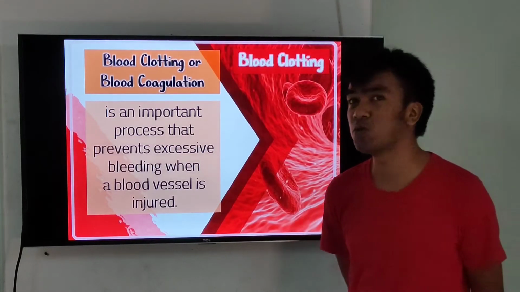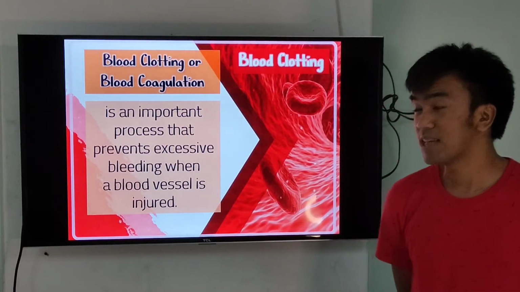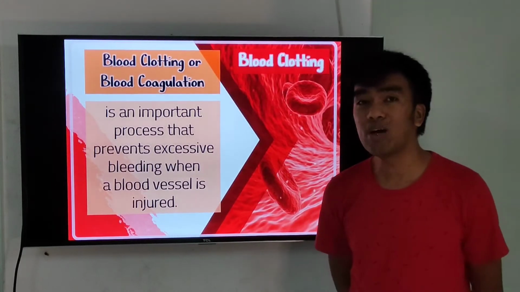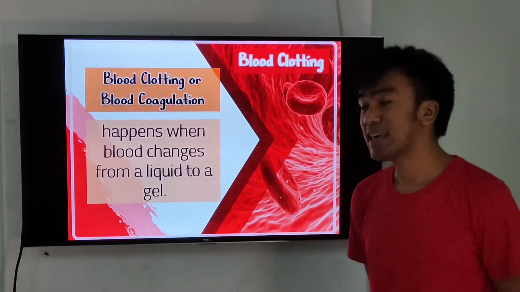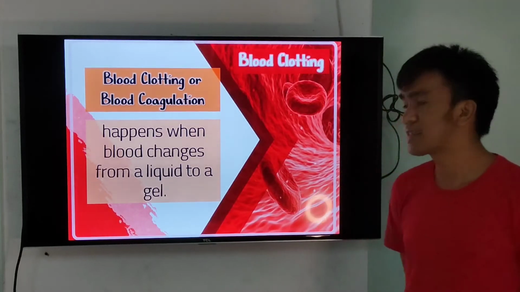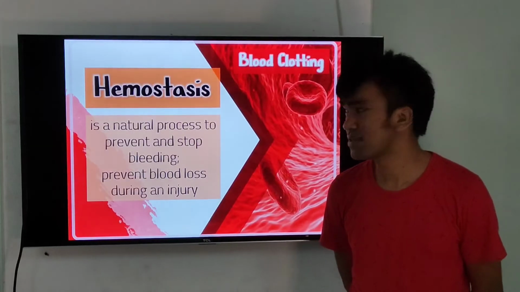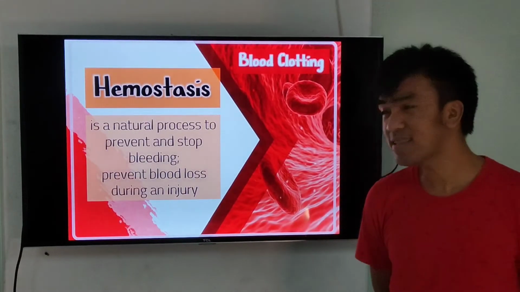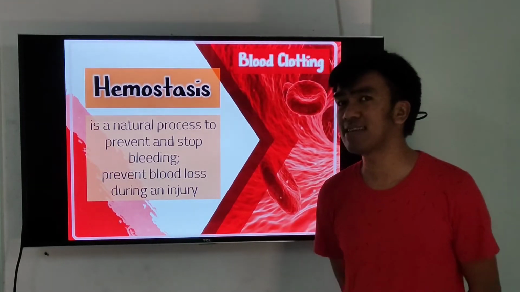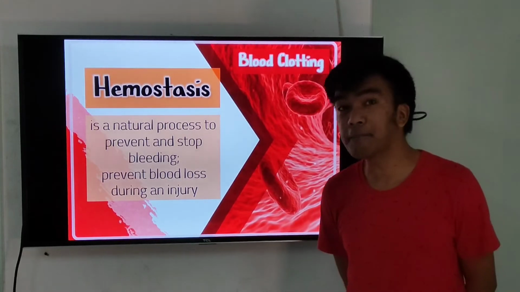Blood clotting is also known as the blood coagulation process. It's an important process that prevents excessive bleeding when a blood vessel is injured. It also happens when blood changes from liquid to a gel or gelatinous substance. This process involves hemostasis. When we say hemostasis, it is a natural process to prevent and stop bleeding.